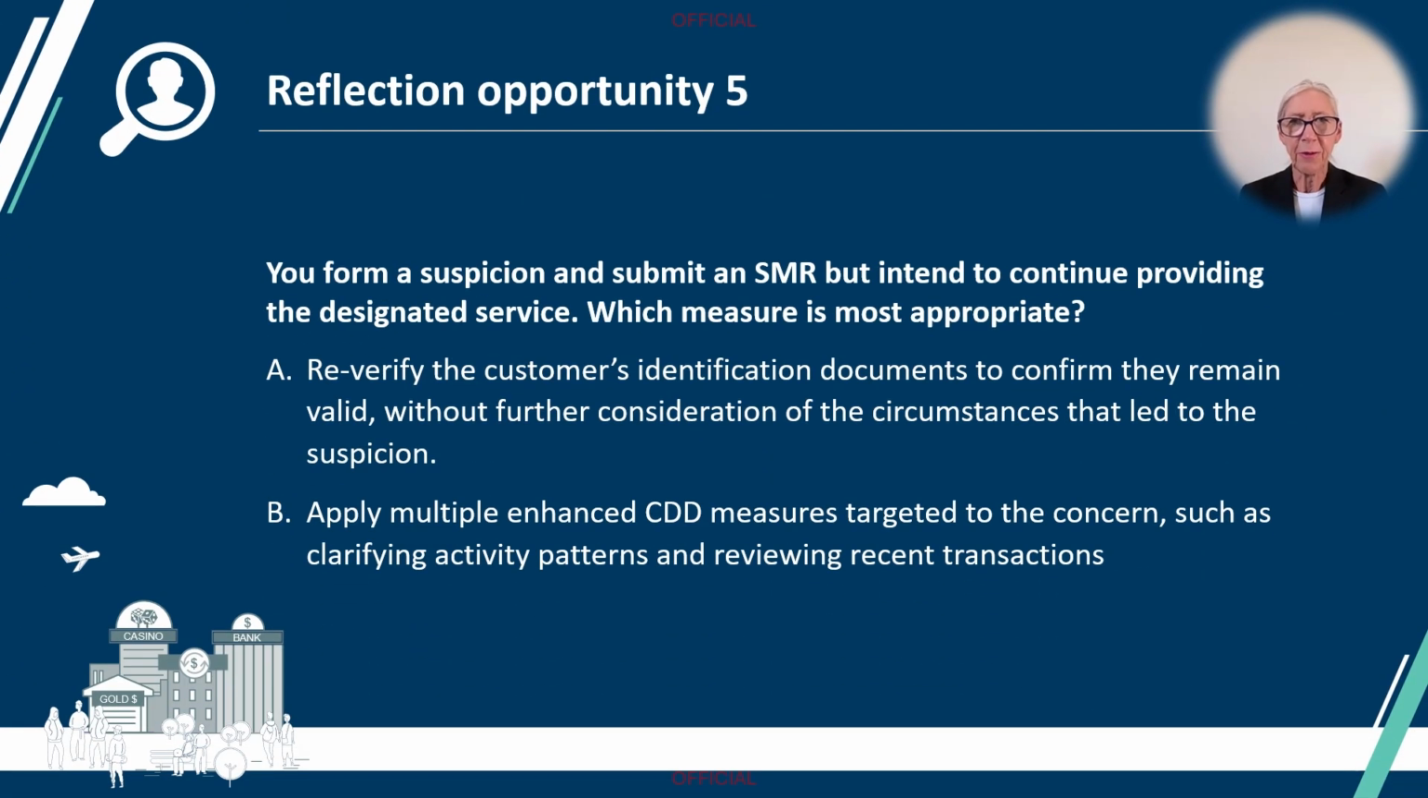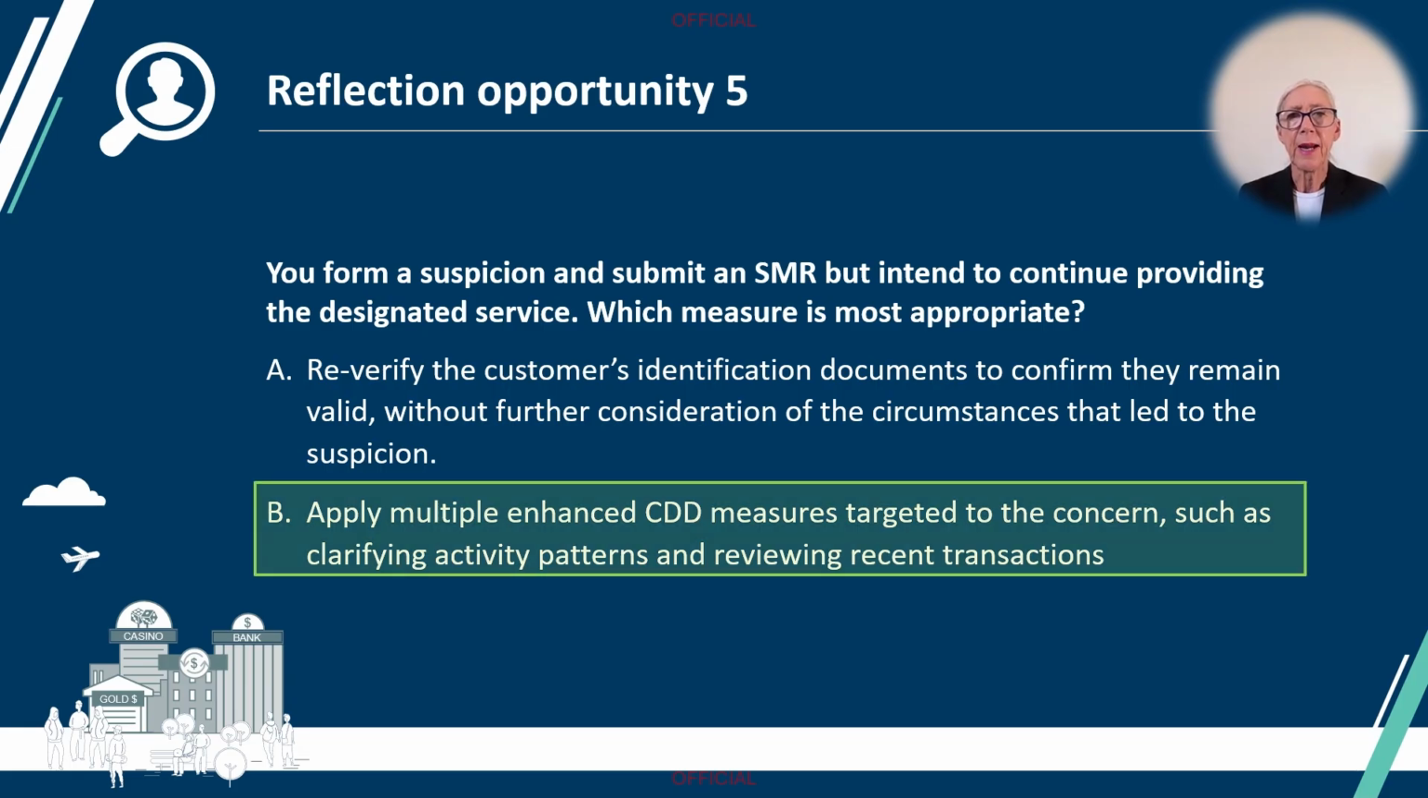So moving on to our final question. In this scenario, you form a suspicion and submit a suspicious matter report, but intend to continue providing the designated service. Which measure is most appropriate? Your options are A. Re-verify the customer's identification documents to confirm they remain valid without further consideration of the circumstances that led to the suspicion, or B. Apply multiple enhanced CDD measures targeted to the concern, such as clarifying activity patterns and reviewing recent transactions. Again, pause to record your answer if required.